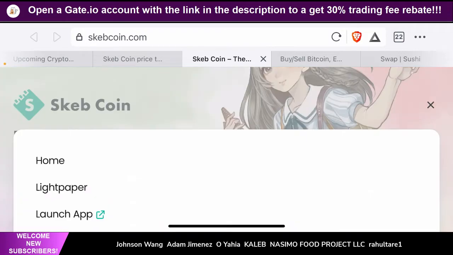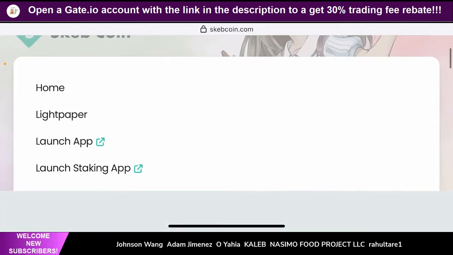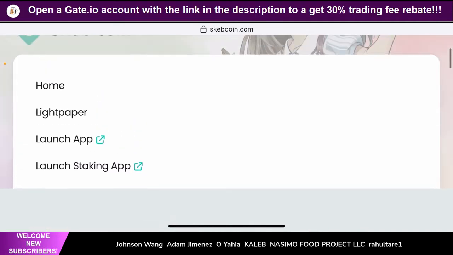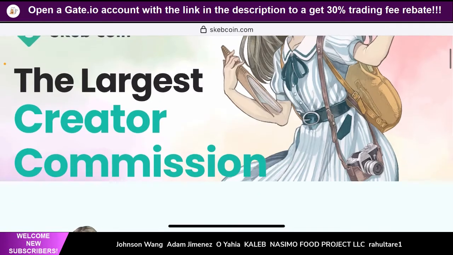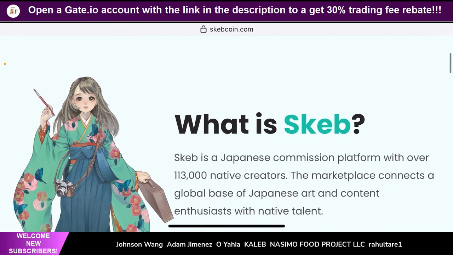And at the top right corner, you have the menu where you can access the home page. You can access the light paper, which I highly recommend you read through before investing in this project. And you can launch the app, and they also have a staking app where you can separately stake your tokens, which is a completely different app that they have linked to their platform, right? Pretty straightforward and easy platform to understand. Nothing much to describe there.